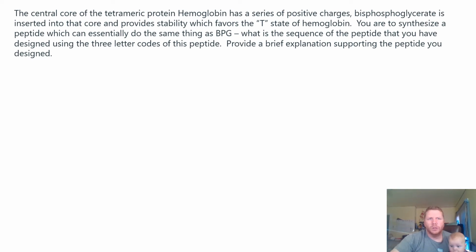So the sixth question of your exam reads, the central core of the tetrameric protein hemoglobin has a series of positive charges. Bisphosphoglycerate is inserted into that core and provides stability, which favors the T state of hemoglobin. You are to synthesize a peptide which can essentially do the same thing as BPG. What is the sequence of this peptide that you have designed using the three-letter codes of this peptide?